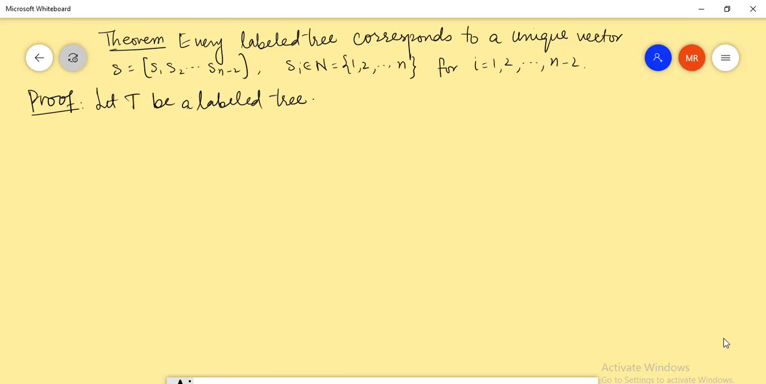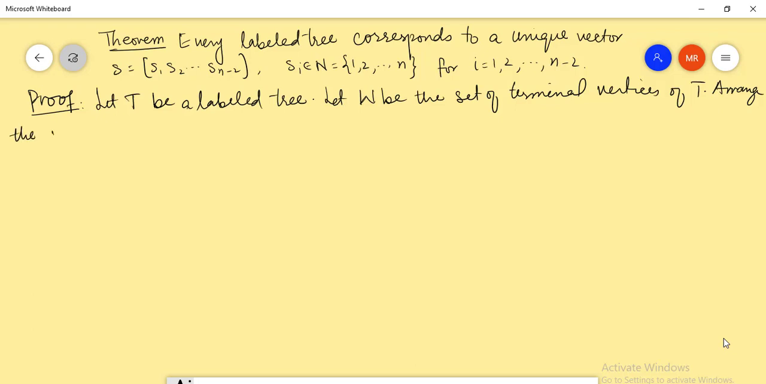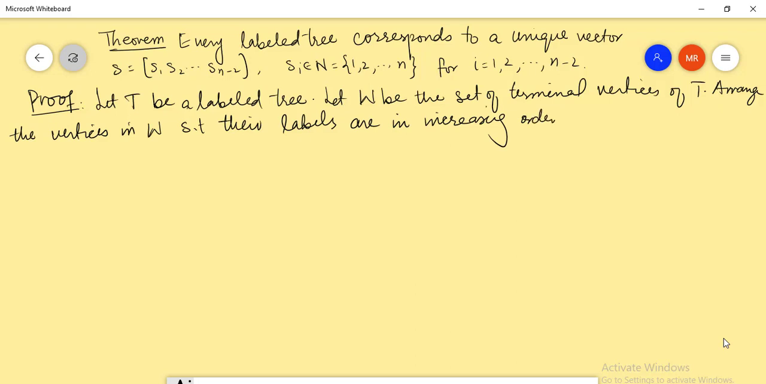And we pick the set of terminal vertices of T. So let W be the set of terminal vertices of T. Now we arrange the vertices in W such that their labels are in increasing order. Assume W1 is the first element of W.